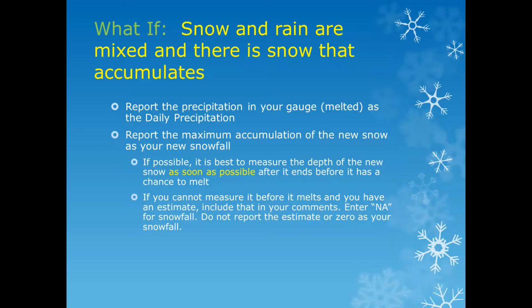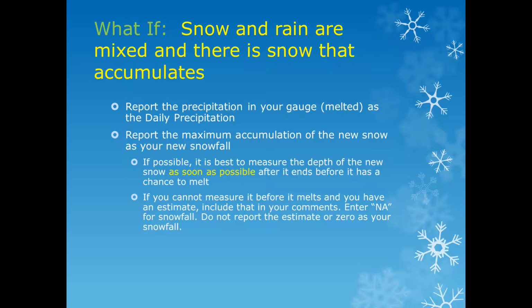So again, this is where it's maybe really important, because you're in a borderline situation here probably with temperatures, that you get out there as soon as possible. And this is the part, possible, after it ends, before it has a chance to melt, to measure it. But if you can't measure it before it melts and you have an estimate, include that in your comments, but do not enter that as your observation. If you don't measure it, it's not an observation.